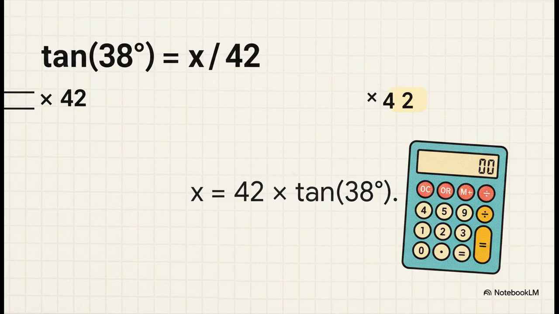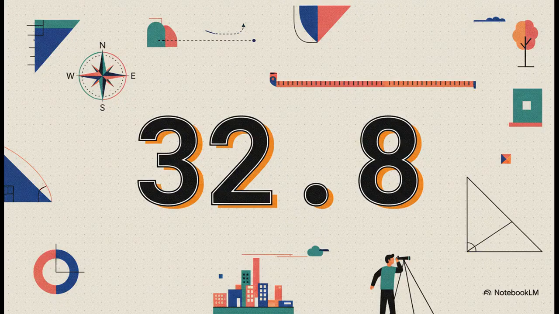Now all we have to do is let the calculator do the heavy lifting. And boom, there we have it. The missing side, x, is about 32.8 units long. Just like that, we used one angle and one side to figure out a completely unknown length. That's pretty powerful stuff, right?